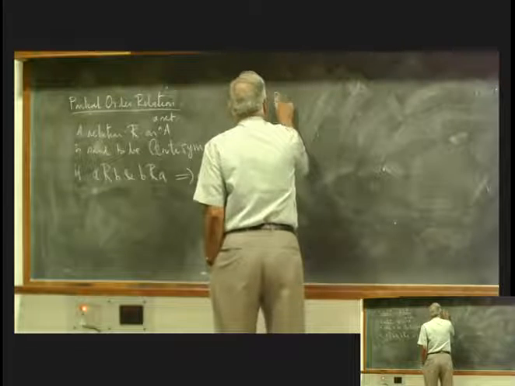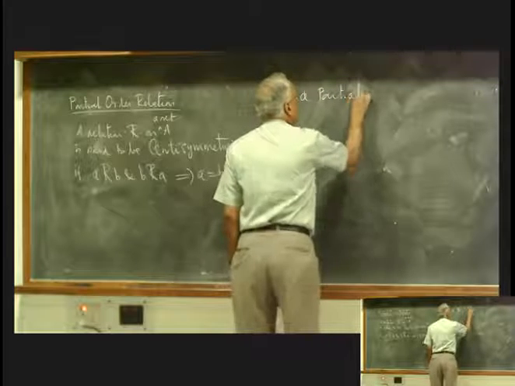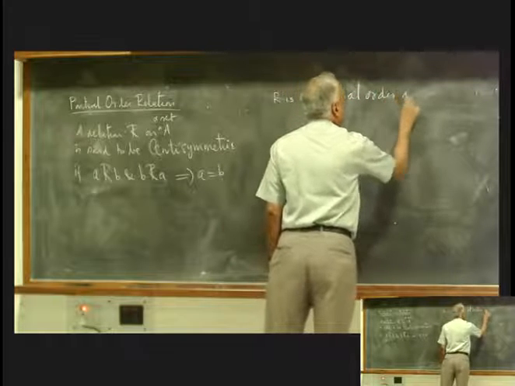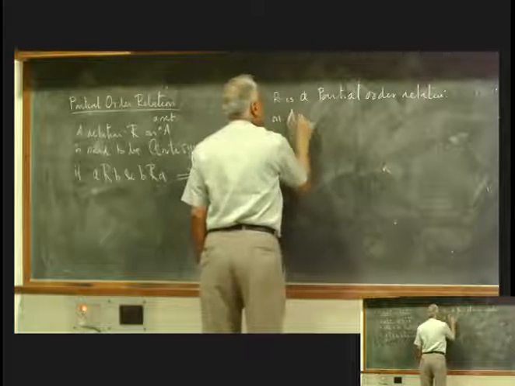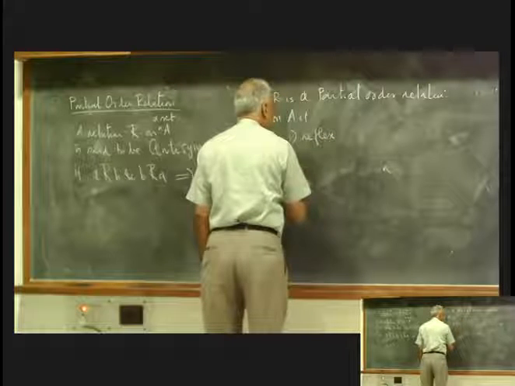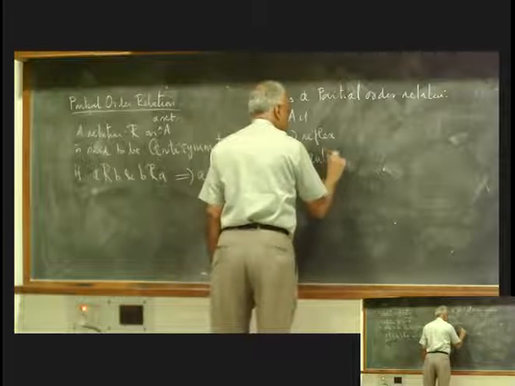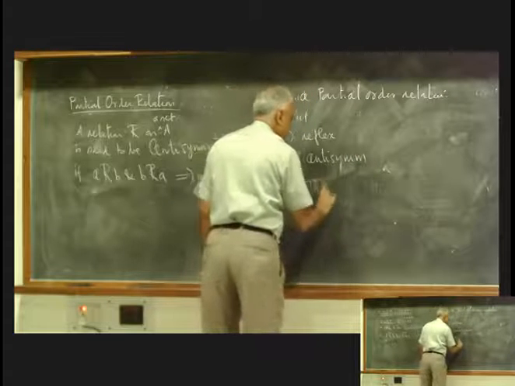Then R is a partial order relation on A if it is one, reflexive, two, antisymmetric, and three, transitive. So in the equivalence relation we had symmetric, and three is transitive.